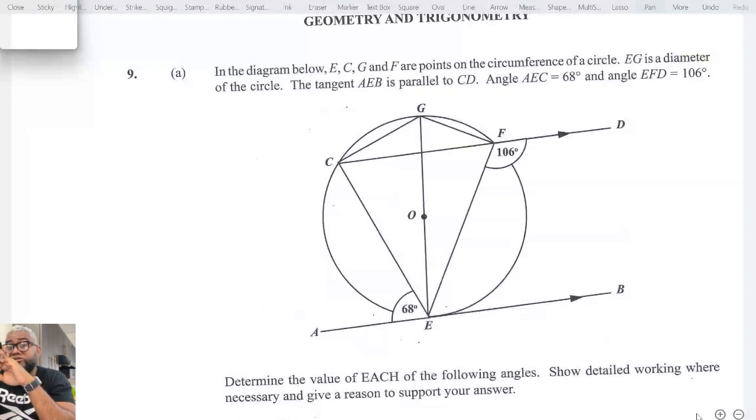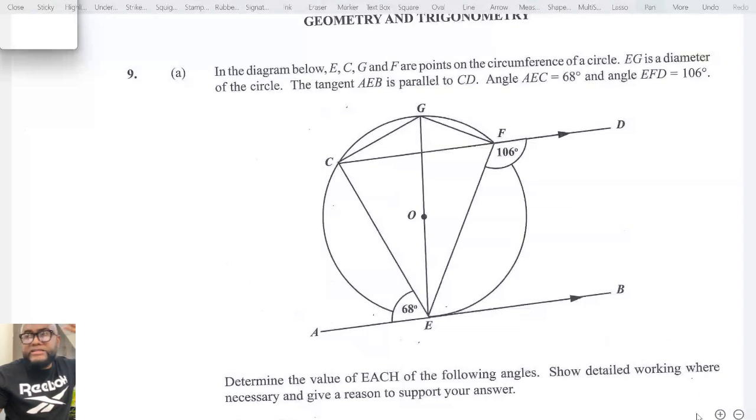I'm seeing a cyclic quadrilateral. Opposite angles in a cyclic quadrilateral add up to 180 degrees. Do you see the parallel lines? Do you see the diameter in the middle? You see the two triangles formed by that diameter? 90 degrees, 90, 90. Cyclic quadrilateral, you see that?